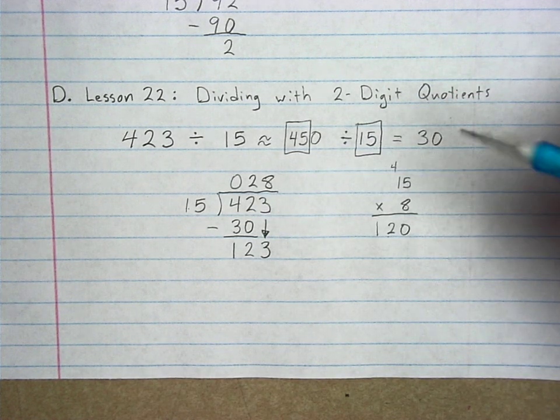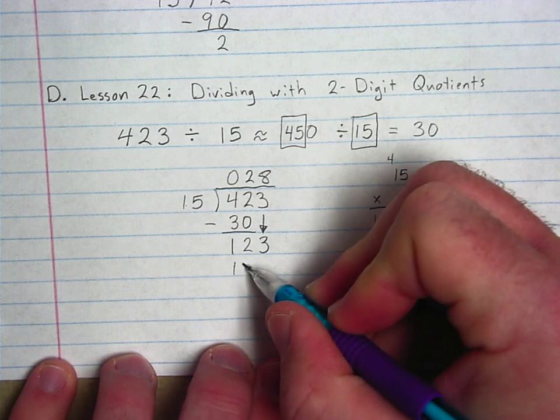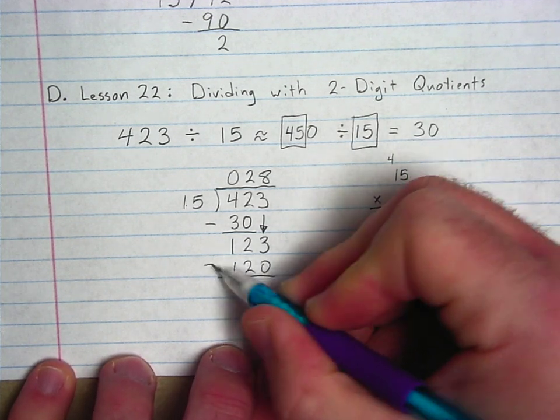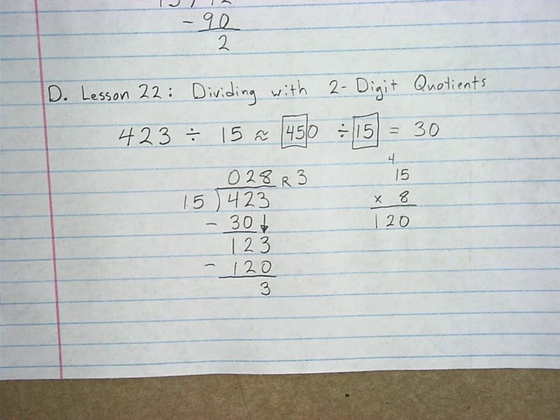Once again, my estimate helps guide me. 8 times 15 is 120. Well, I know that. Subtract, I get 3. So that's my remainder. 28, remainder 3. Don't really need that 0 anymore, but you know how much I love it. I'll go ahead and leave those.